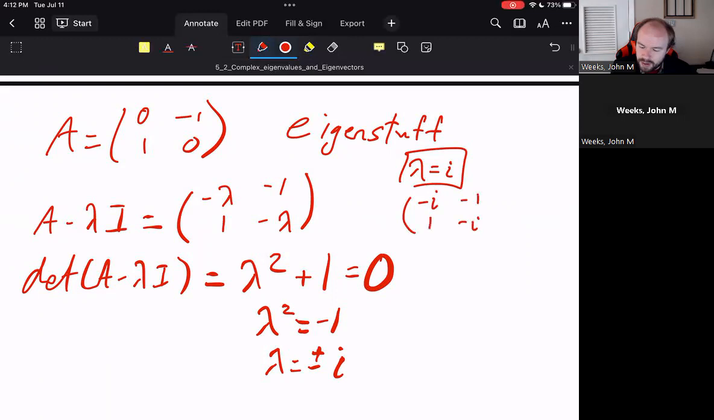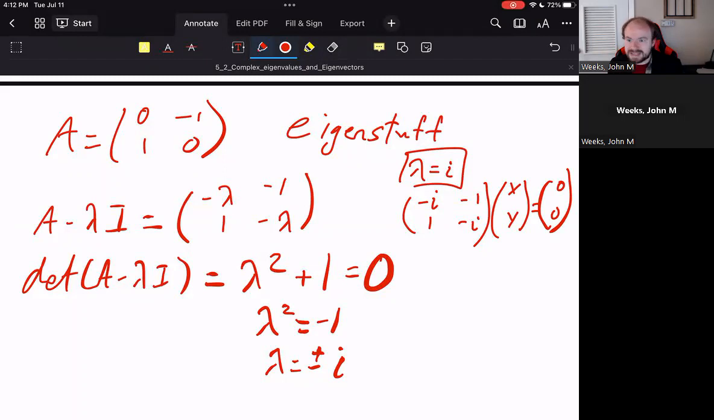Negative i, negative 1, 1, negative i, and then some vector, we can call it x and y, equals the 0 vector, 0, 0. So we can now go through and calculate things based off of this and see what we're able to get here. And we can do this in any number of ways. We can use matrix Gauss-Jordan elimination. We can just try and figure out if x and y are easy to get here.